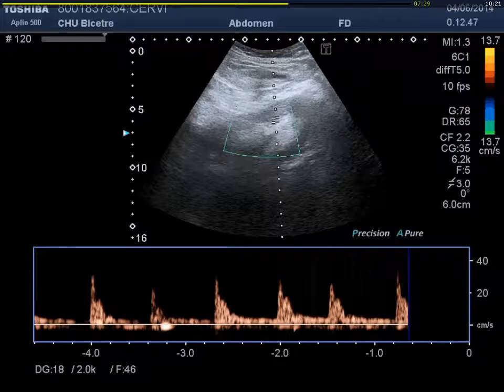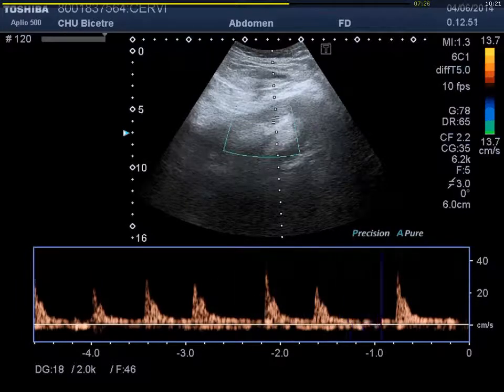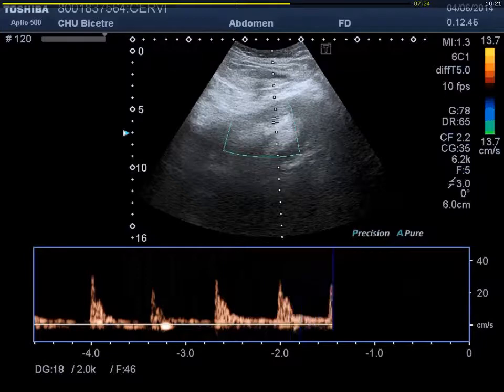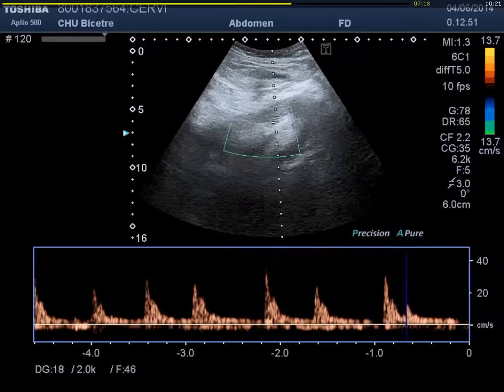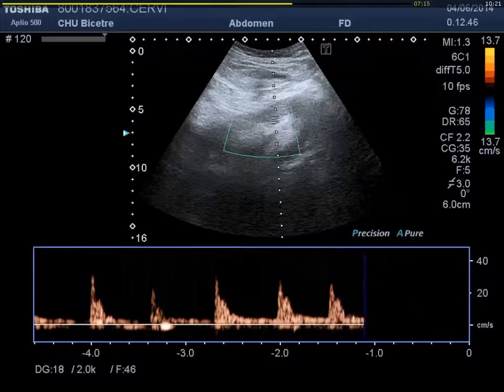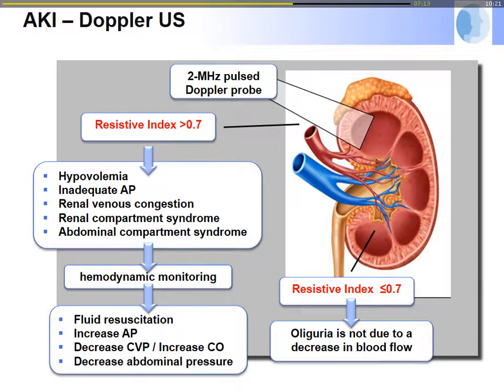And if you have this kind of profile with a very low diastolic velocity, it tells you there is something wrong. It could be hypovolemia. It could be that the pressure inside the kidney is too high. So it gives you an indication. If you face oliguria, it's easy to put the echo on the kidney. And if you have a resistive index greater than 0.7, maybe I have to give more fluid.